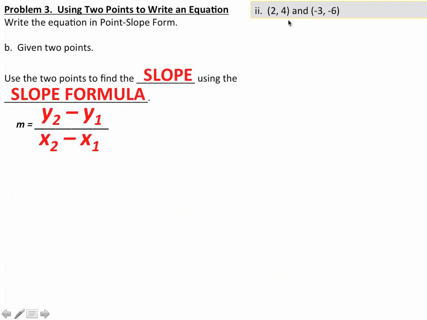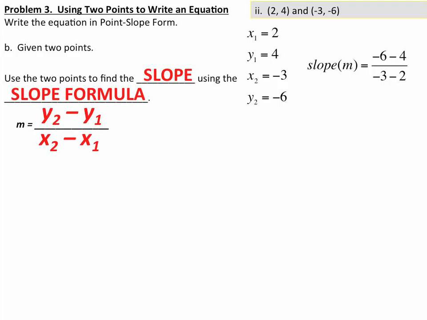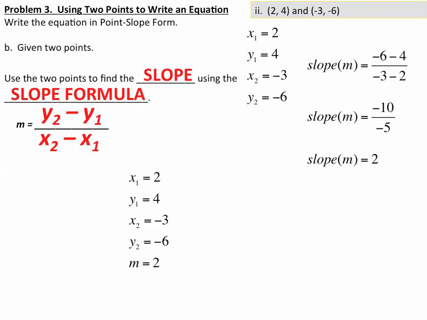So 2, 4, and then -3, -6. Well, the first thing I better do is find the slope. So I just list everything out. Slope: subtract the x's on the top. I'm sorry, the y's on the top, the x's on the bottom. -10 over -5 is positive 2. Negative divided by negative, positive 2. So now I have all my info, including a slope of 2.